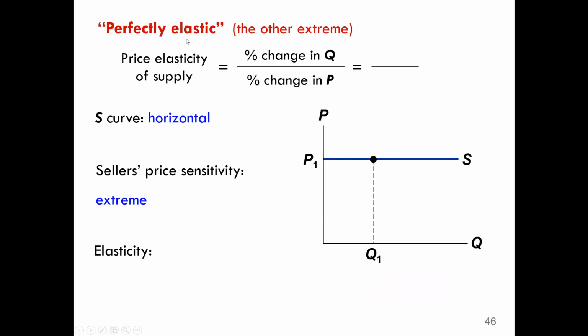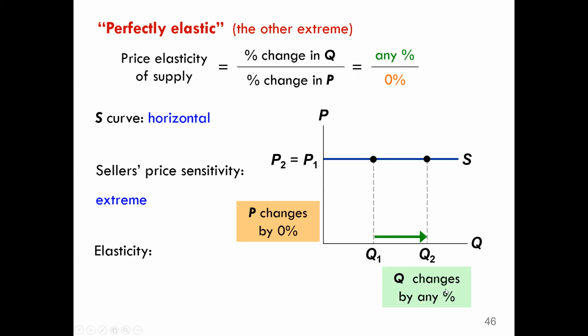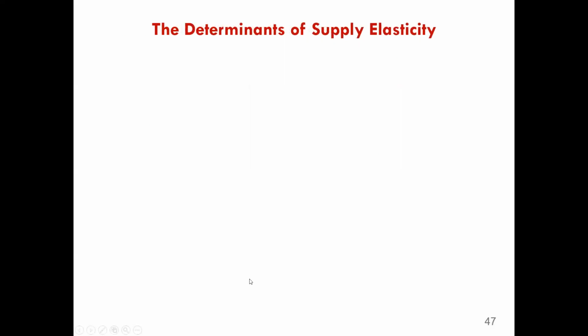And then the last one is a perfectly elastic supply curve. And this type of curve is horizontal, and it is horizontal because at a fixed price, different quantities will be supplied by different suppliers. And so we would say that this type of supply elasticity is infinity. So if P changes by 0, quantity changes by any percentage. And so the end result in terms of price elasticity of supply is infinity.